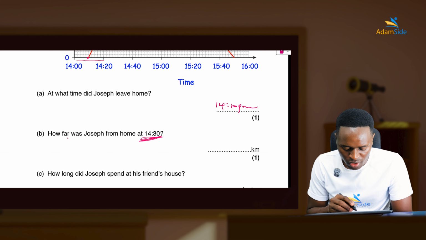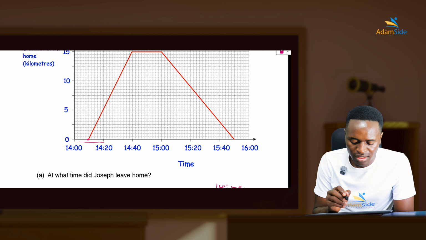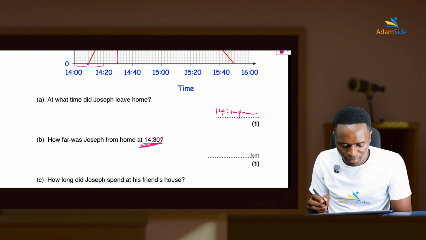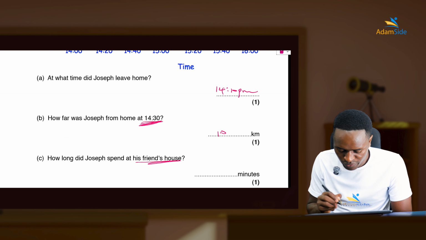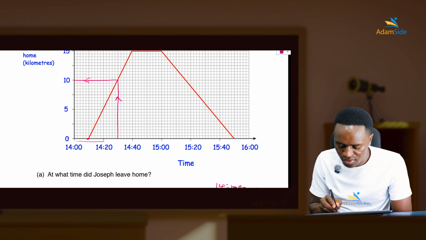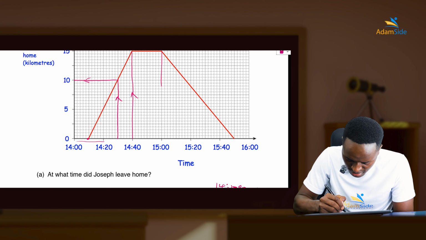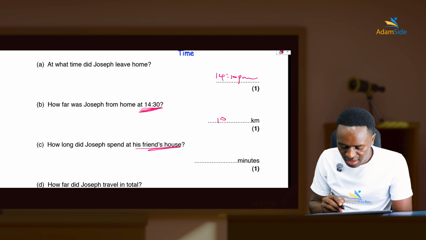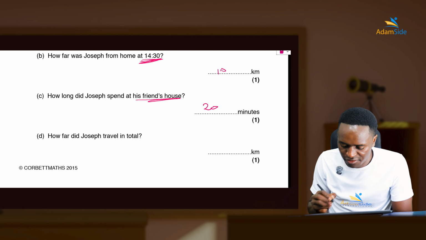How far was Joseph from home at 14:30? 14:30, that means at 2:30. At 2:30, how far was he from home? He was 10 kilometers away from home. Then, how long did Joseph spend at his friend's house? The time taken at his friend's house, at stationary. This is the place, stationary. Distance time graph, they are easy questions. How long? 14:40 to 15:00. That means he spent 20 minutes at his friend's house.